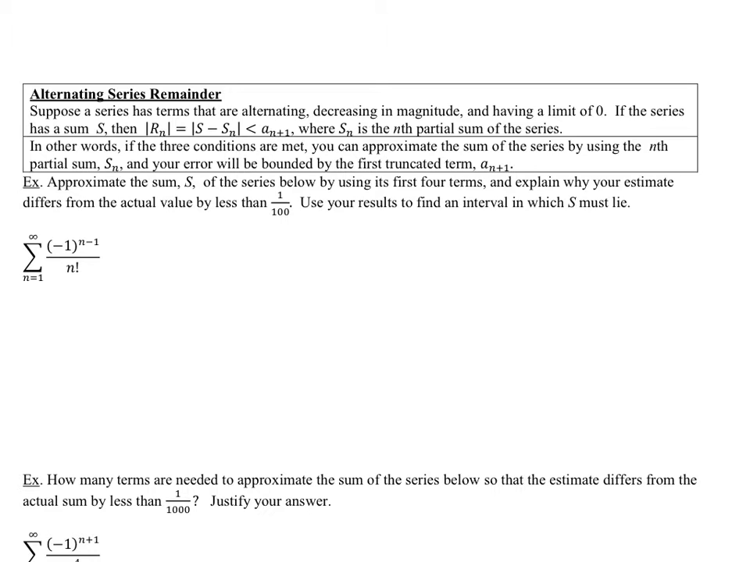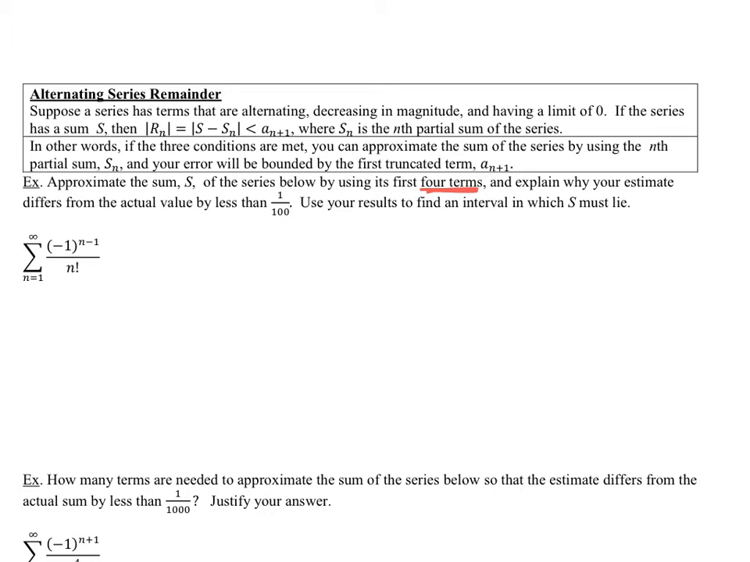Suppose the series has terms that are alternating, decreasing in magnitude, having a limit of 0, a converging alternating series. If the series has a sum that we call S, then this would be the relationship that holds true. But this is the important piece: you can approximate the sum by using the nth partial sum, and your error will be bounded by the first truncated term.